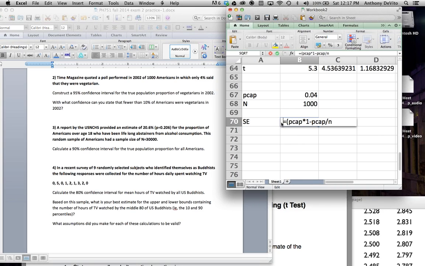I'm going to have to put a space in front of this. We put the entire thing, right, take that entire calculation and find the square root of it. The square root of p cap times 1 minus p cap over n. Entire thing under the square root sign.